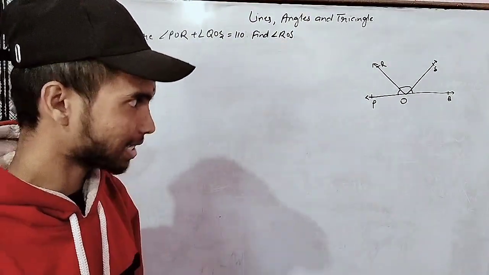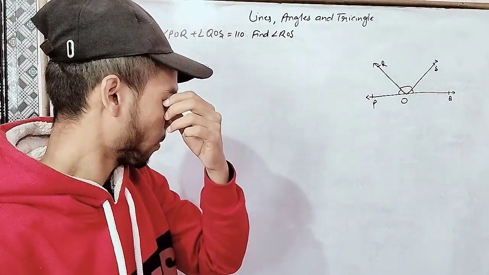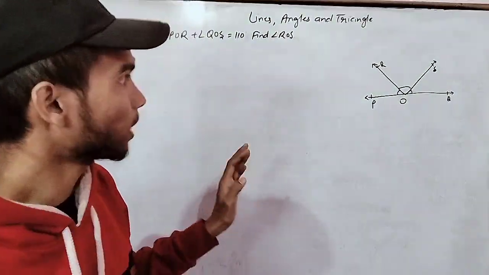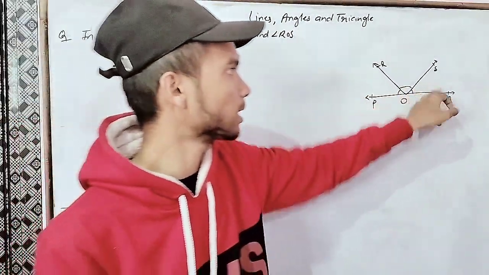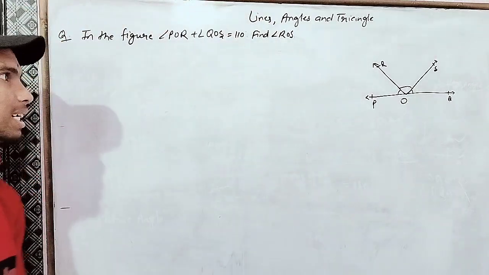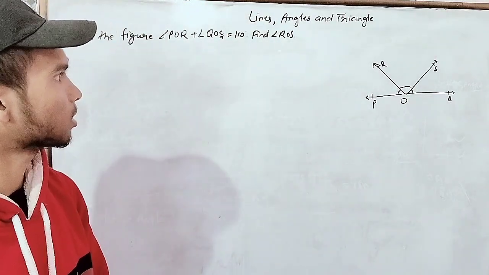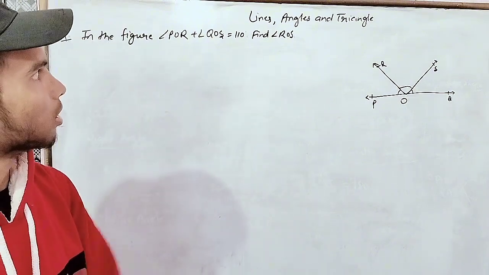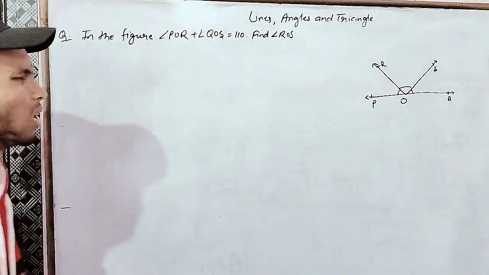Here we don't have the exact value of this angle and the exact value of this angle. The value which we have is the sum of this and this, which is 110 degree. So we don't have an exact value of each. The question is to find angle ROS.